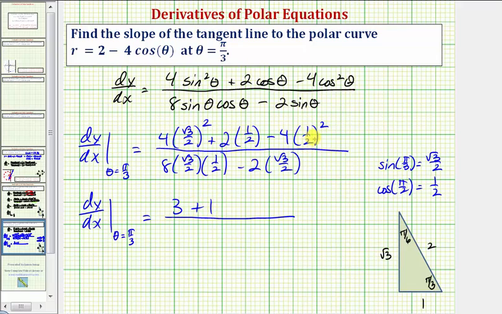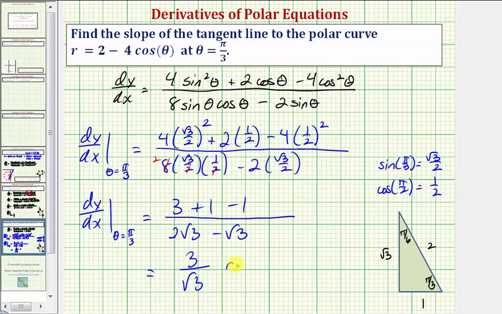1/2 squared is 1/4. 4 times 1/4 is 1, so we have minus 1. In our denominator, these two simplify to 1. This simplifies to a 2. So we have 2 square root 3, and then here we have minus square root 3. So simplifying one more time, we have 3 divided by square root 3.